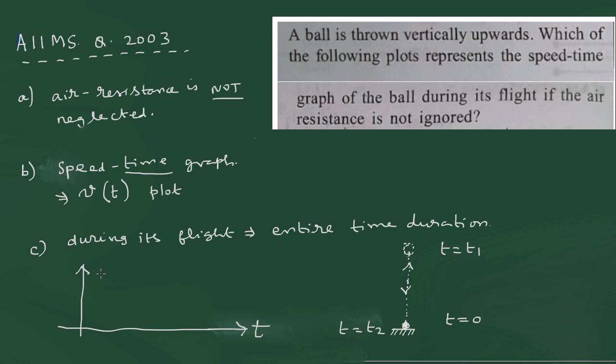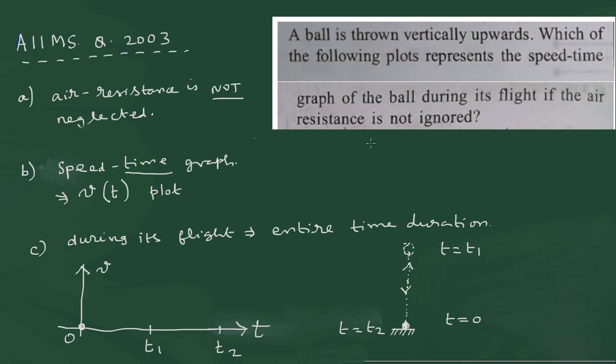So usually speed is represented by v, the velocity. So we are asking the question, what would be the v versus t graph? That's an origin, and the time is t equal to 0, it starts. So this point is t equal to 0 and this could be t1. So t1 is the place where maximum height is reached, and t2 is the time where it has come back to its original place.